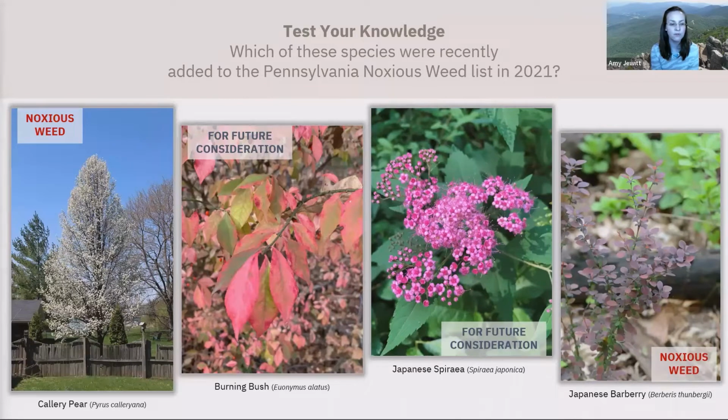Burning bush and Japanese spirea are considered invasive species in Pennsylvania, and they are on a list of other species that the Controlled Plant and Noxious Weed Committee will hopefully be considering in the future to actually add as additional noxious weeds. So good job.